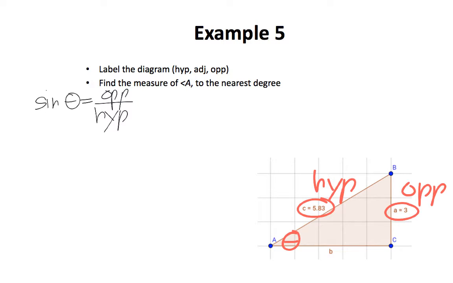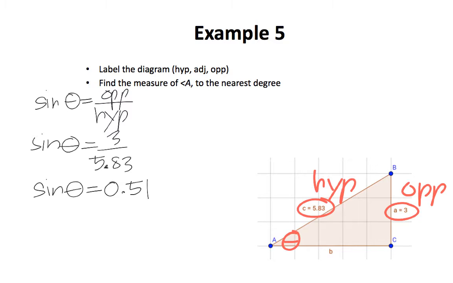Next, I'm going to substitute in my known values. Since I do not know what theta is, let's just leave it alone. Opposite is 3 and hypotenuse is 5.83. I cannot do anything with the left side of the equation right now, so let's just leave it alone. 3 divided by 5.83 is approximately 0.51.